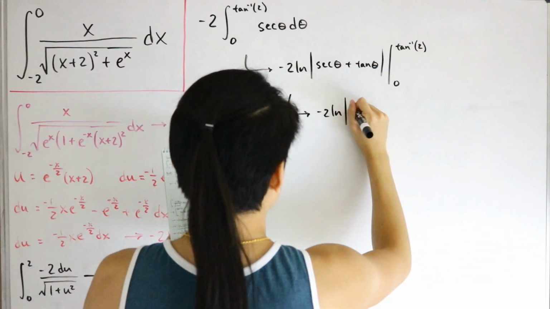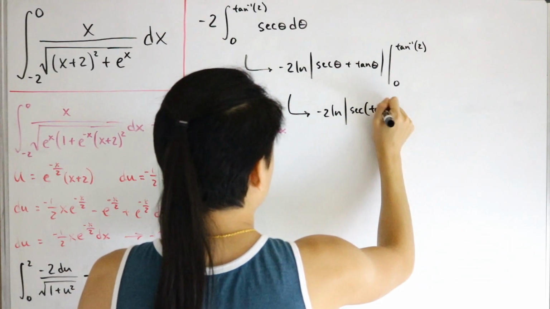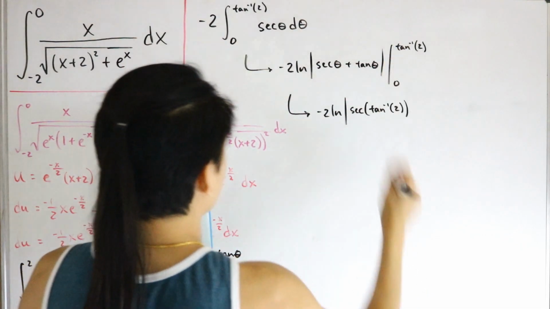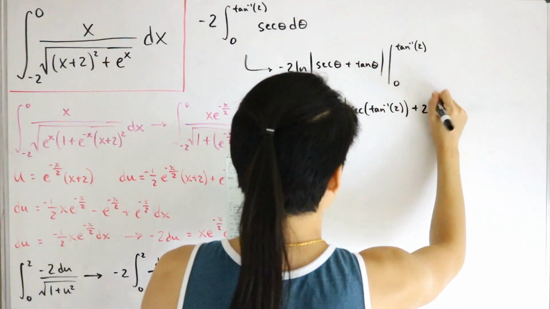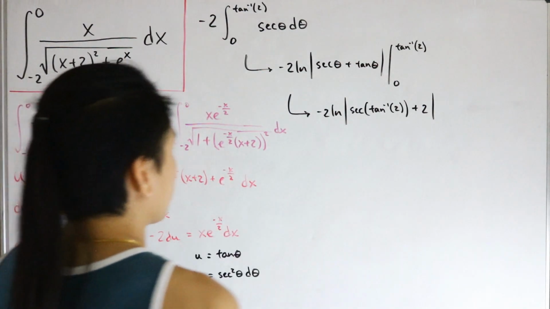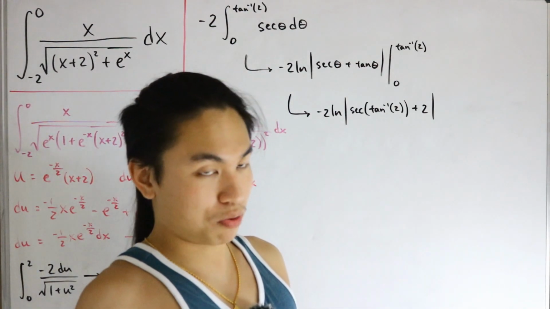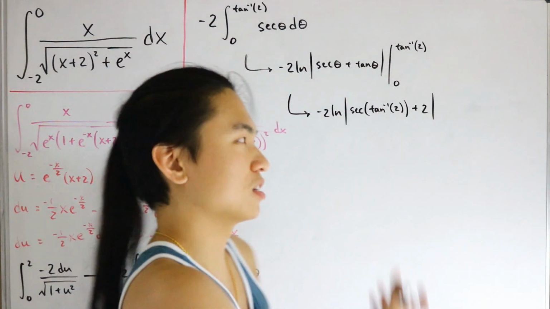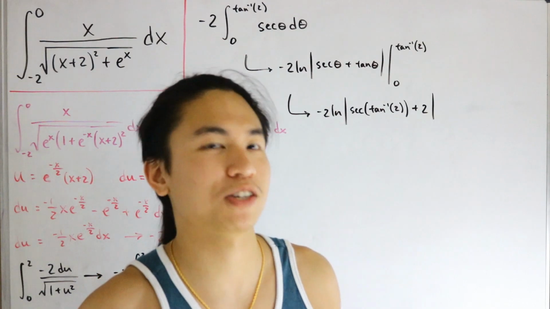So now all we're left with is -2 times ln, so just plug in secant of inverse tangent of 2. And if I plug in tangent and inverse tangent, then that'll be just plus 2. That's all we have dealing with so far. You can probably stop there if you want, but it wouldn't be interesting that you didn't even see the golden ratio number involved yet, so we have to keep going.